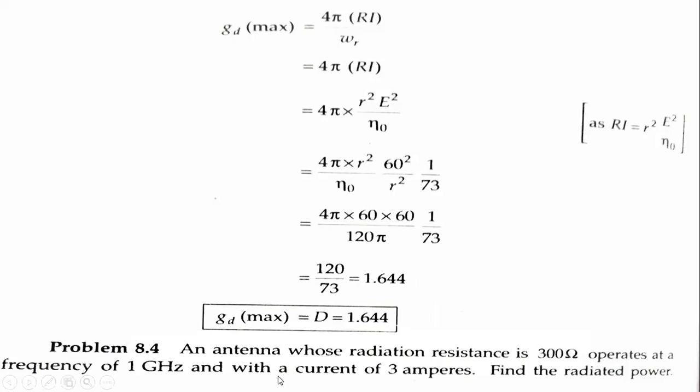But here the directive gain is important. They are asking about the maximum directive gain, that is G_D max. So it is also possible to calculate the D by referring to this formula: capital D in dB is equal to 10 log 10 of 1.644.